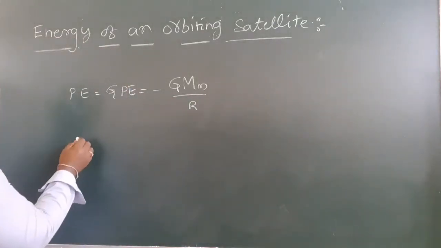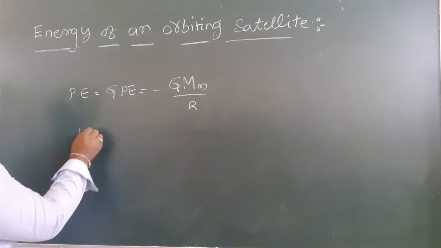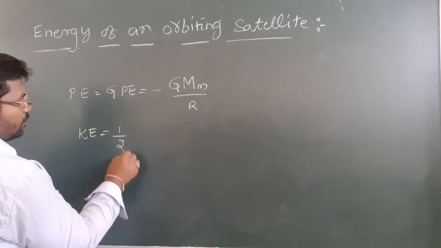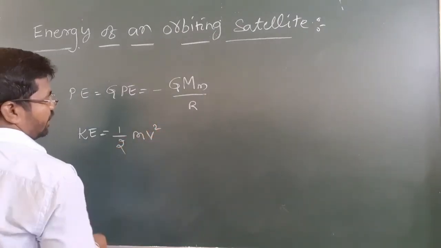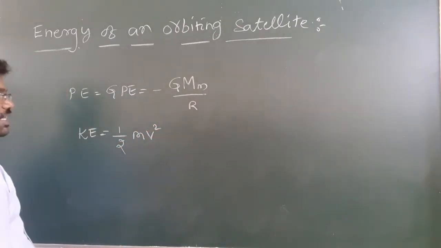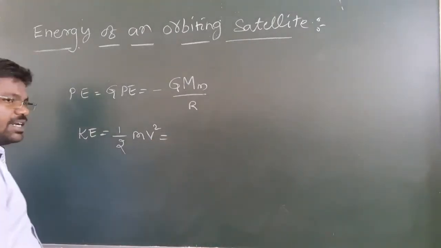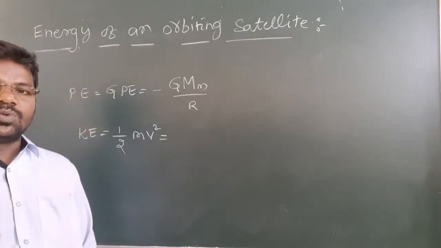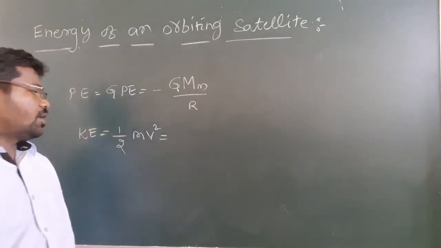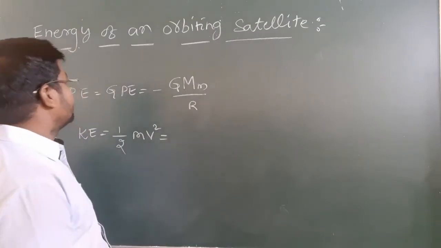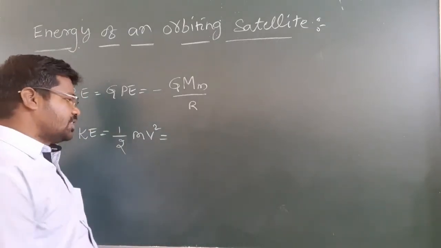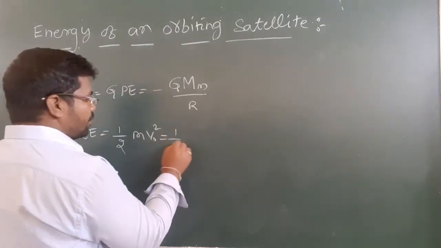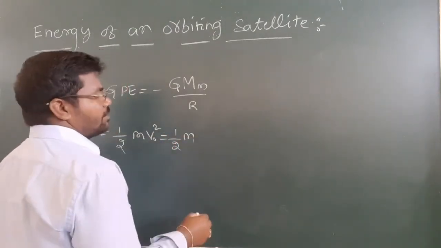Next, kinetic energy, my children. Kinetic energy is equal to 1 by 2 mv square. A body gets kinetic energy by virtue of its motion. In this case, we have to take the orbital velocity, v0. So 1 by 2 m, and what is v0, my children?